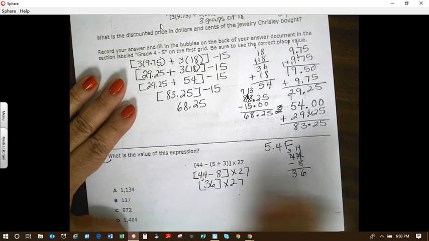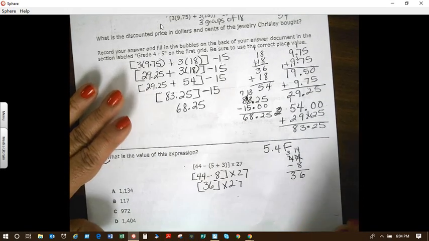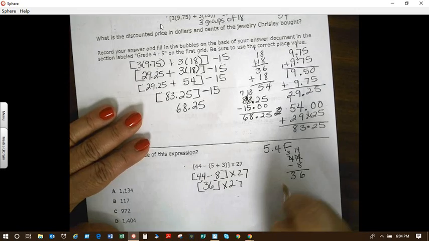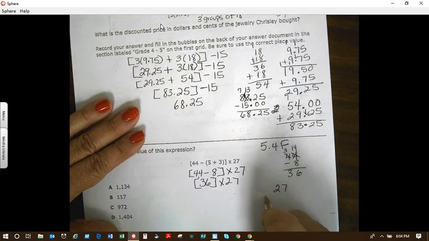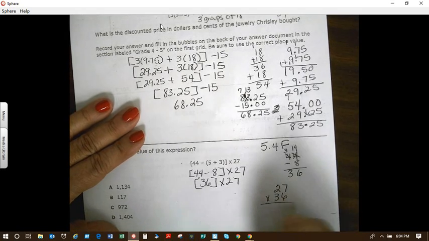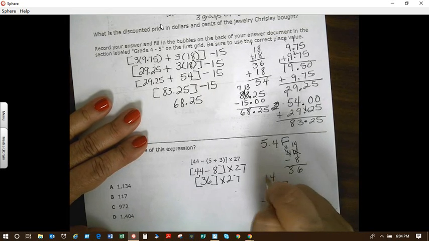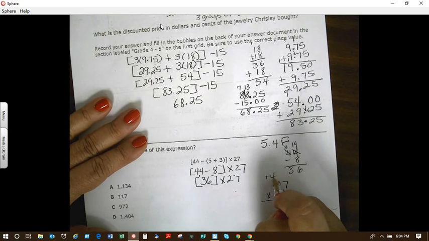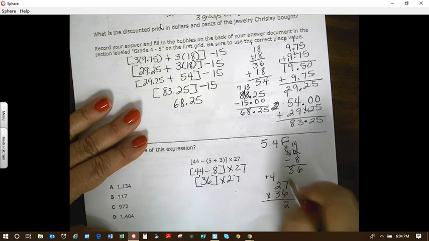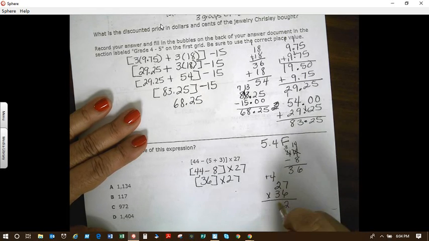Now I'm not going to add 27 36 times. I have 3 groups of 27. I'm going to multiply that out. There's a couple of different ways. You already should know the 2-digit times 2-digit. So 6 times 7 is 42. 6 times 2 is 12 plus 4 is 16. So it's 12, 13, 14, 15, 16.